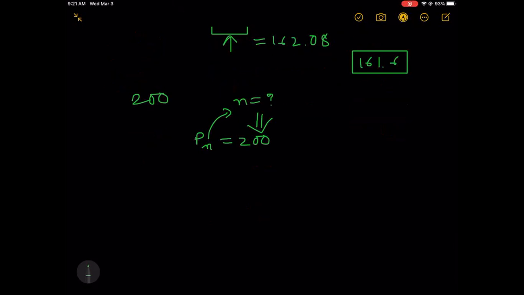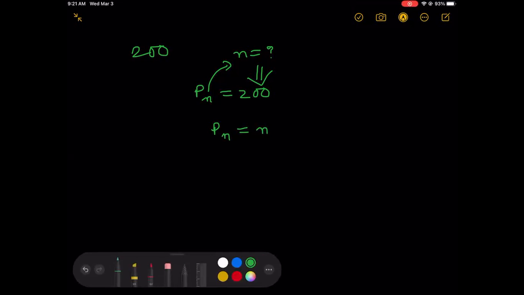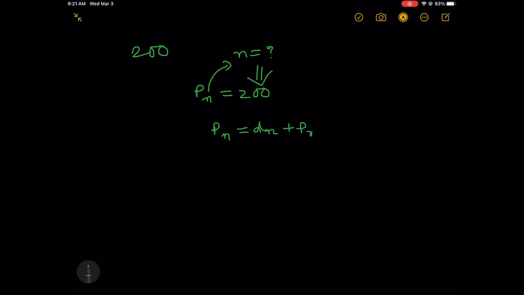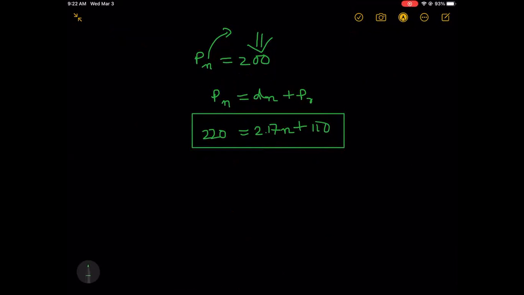Okay, so what should we do? Once again, we know the formula, which is D times N plus P naught. N is the value we're looking for. We definitely know P naught, which is 110, and for our problem, we have picked D as 2.17 times N. The result is 220. You just need to solve it to get your unknown value, which is N.